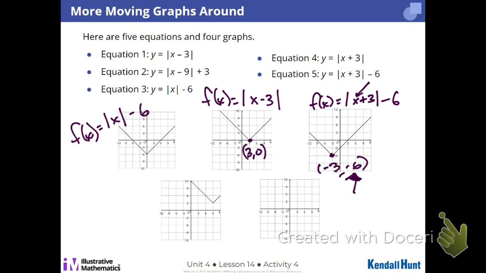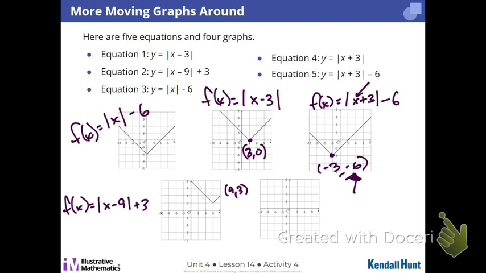This last one went right 9, up 3. Okay, so to get right 9, someone help me out. How do I get right 9? X what? X minus 9. How to get up 3? Plus 3. Okay, which one didn't get used?